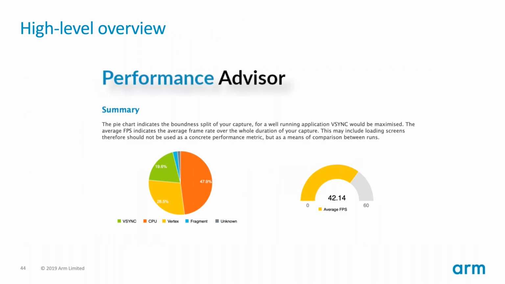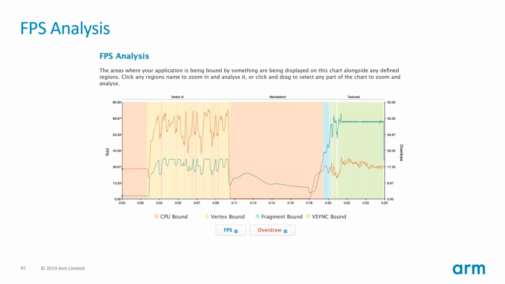At a high level, it will give you a breakdown of your costings, and an average FPS for the application, so you can see if you're getting better or worse. It will try and break things down by region and tell you which regions are CPU bound, which regions are vertex bound, and so on. So for each part of your game, it will have some root cause to go and investigate if it's not hitting the FPS target.